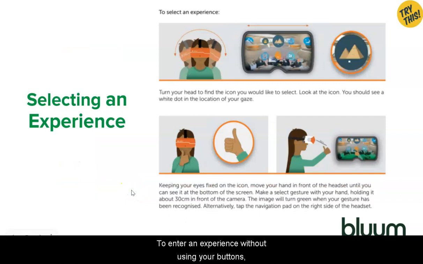To enter an experience without using your buttons, there is also the option to use a thumbs up hand gesture. To select that experience, you will focus your white dot cursor or reticle on the experience and then hold up a thumbs up sign at about chest height, roughly 30 centimeters from the front of your headset. This will enter you into that experience.